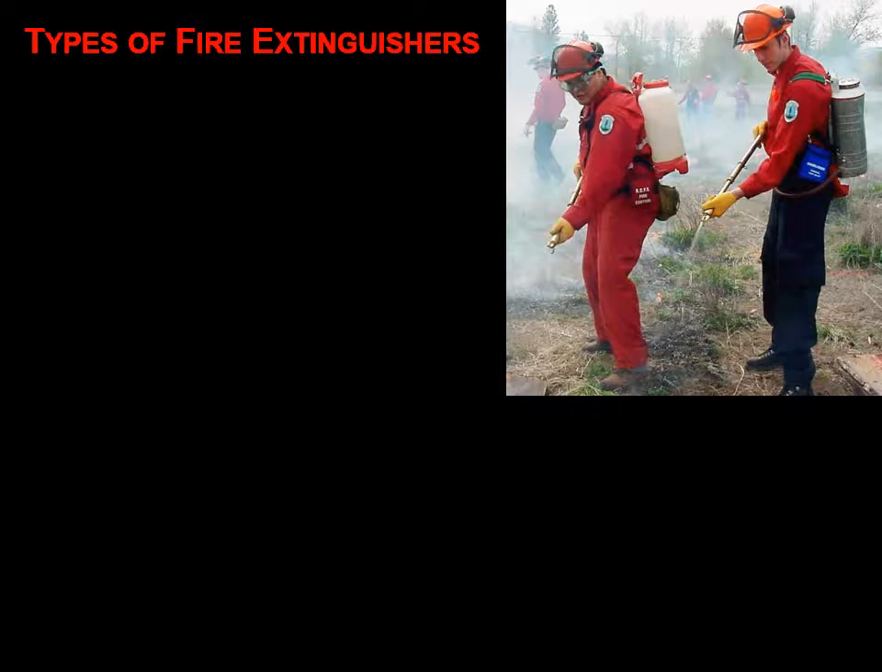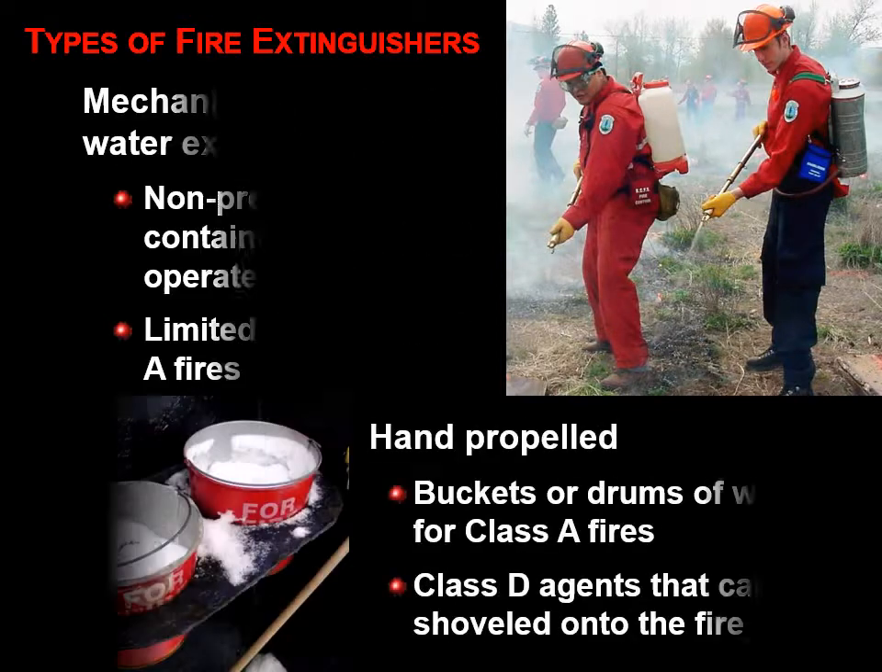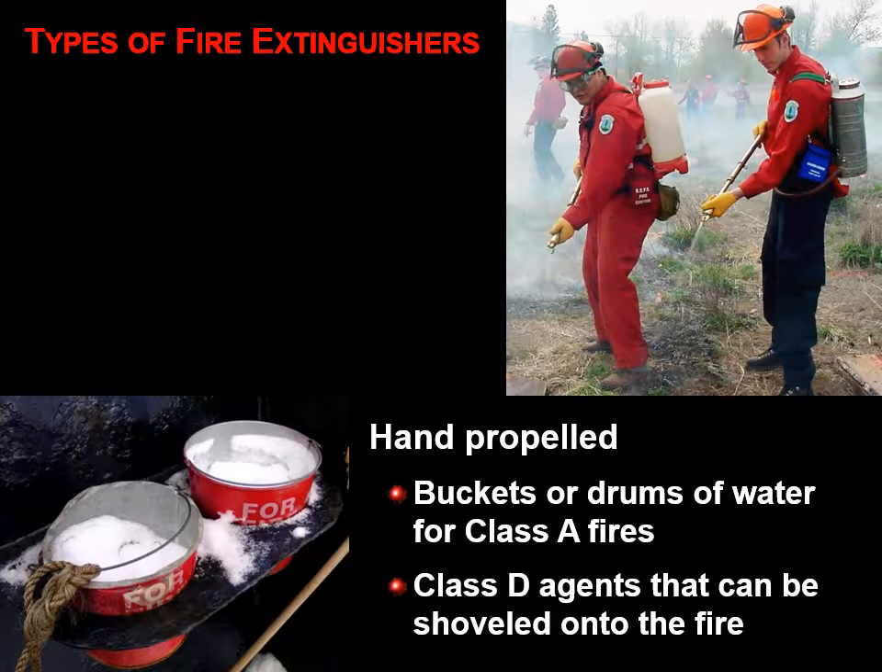Types of fire extinguishers: mechanically pumped water extinguishers. These have a non-pressurized container with a hand-operated pump, such as the Indian packs you see on the back of firefighters, and they're limited to Class A fires. There are also hand-propelled buckets or drums of water for Class A fires, and Class D agents that can be shoveled into a fire.